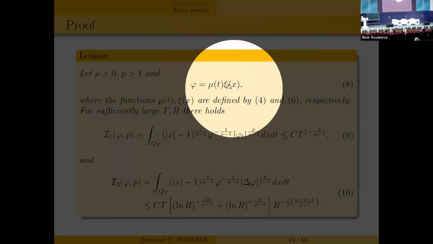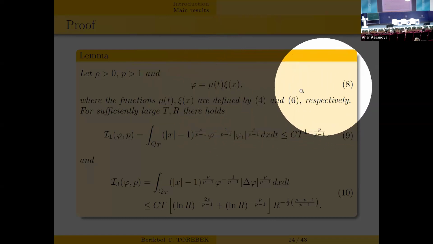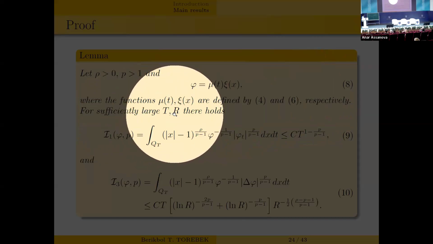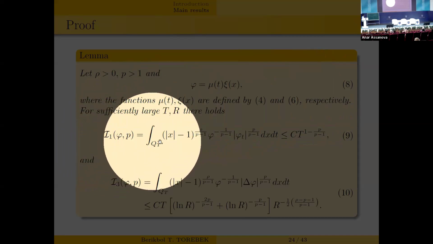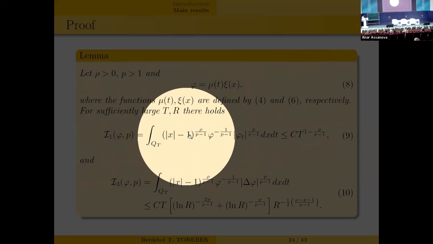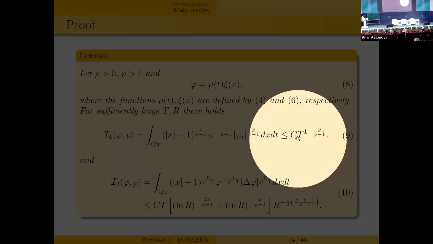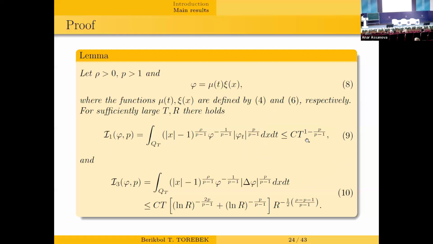Let us consider the same function, phi, defined by expression 8. For sufficiently large capital T and capital R, we define the integral operator I1 by this expression. It contains only test functions and this kind of singular term. Then this integral can be estimated from above by this term. It depends only on capital T. Here, S is a positive number.